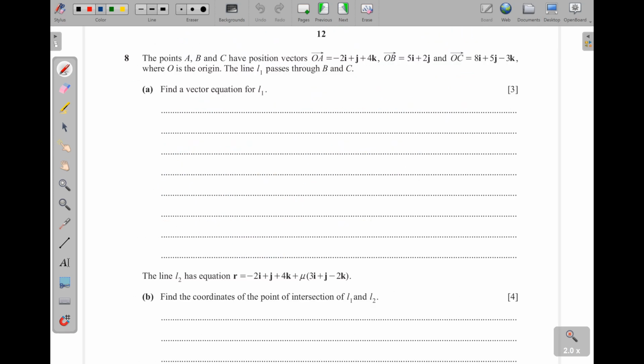Question 8 is coming from vectors. The points A, B, and C have position vectors, this one, and that, where O is the origin. The line L1 passes through B and C. Find a vector equation for L1. Okay? It passes through B and C. So I may have my line here.